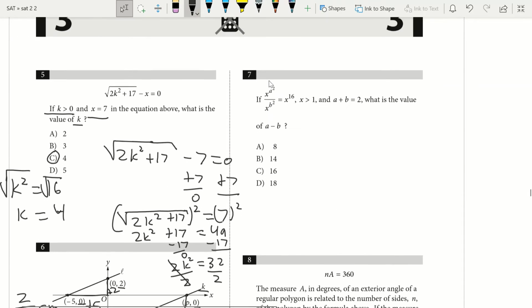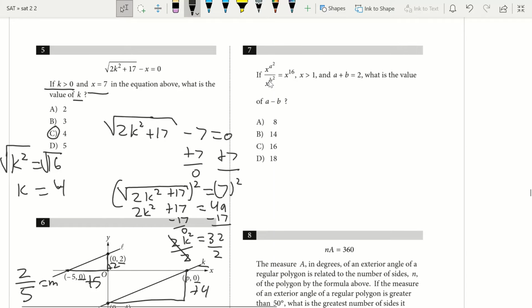Question 7. If x to the power of a² divided by x to the power of b² equals x to the power of 16, x is greater than 1, and a + b equals 2, what is the value of a − b? Well, since we have the same base of x, that means that x^(a²) divided by x^(b²) will equal x to the power of a² − b², right? And we're told that that is equivalent to x to the 16th, right?